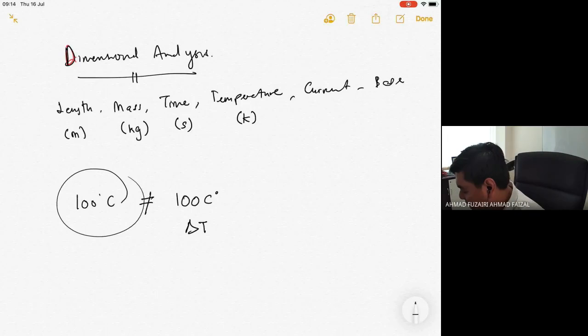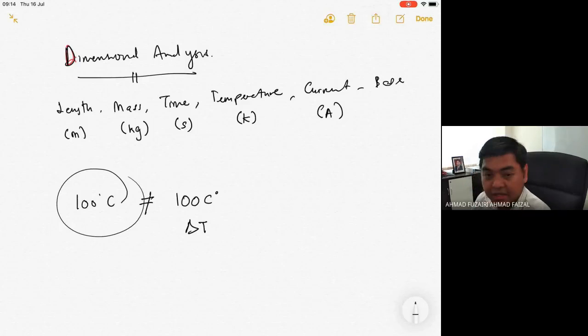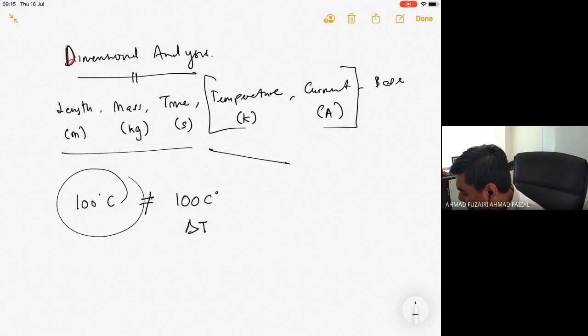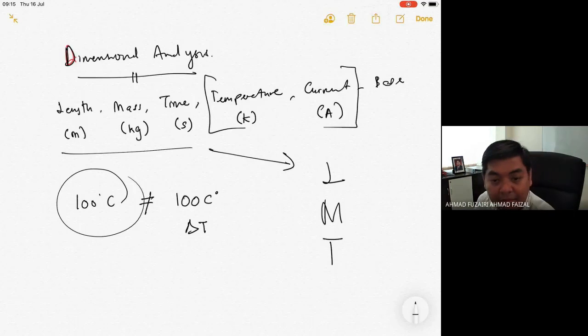Okay, and how about current? We use ampere. So yang ini kita excludekan dulu sebab kita akan belajar later on current and temperature, dan kita akan lebih kepada LMT, length, mass and time. Okay, length, mass and time. So that's why a lot of dimensional analysis will involve L, M dengan T. Itu yang Dr. Iqbal masukkan dengan LMT.